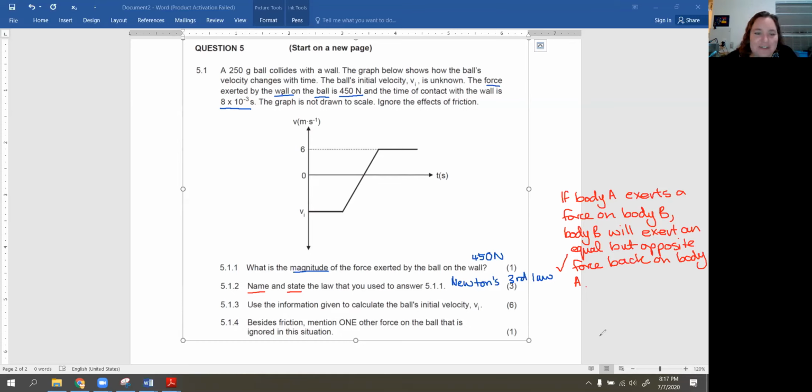All right, question 5.1.3 says use the information to calculate the ball's initial velocity. And I think that many of you should be able to do this. So what I'm going to do right now is pause and give you an opportunity to answer question 5.1.3 before I give you the answer. All right, so ladies and gentlemen, please get started on that right now.